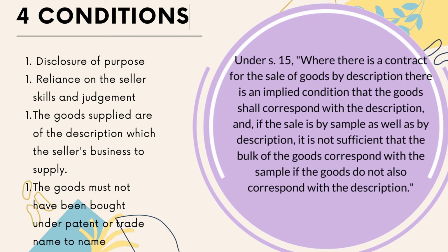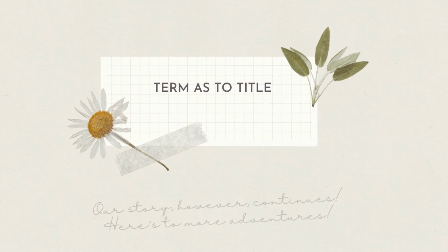And number 4 is that the goods must not have been bought under a patent or trade name. If a buyer bought the goods under a patent or trade name, it gives the impression that he is not relying on the seller's skill and judgment. He cannot later complain that the goods are not fit for the particular purpose he required.